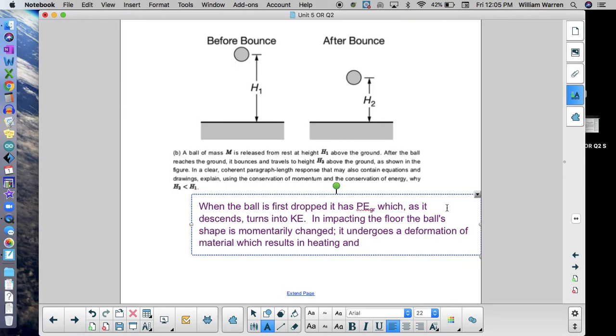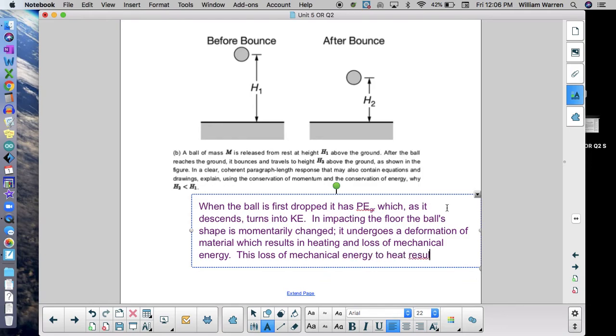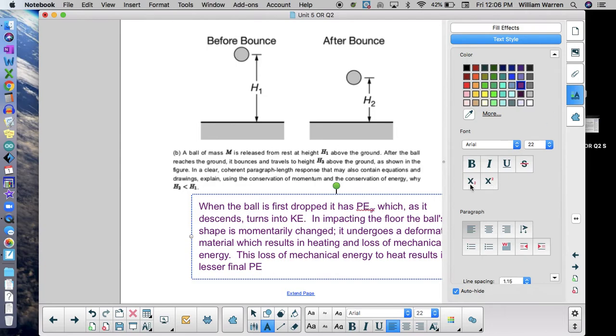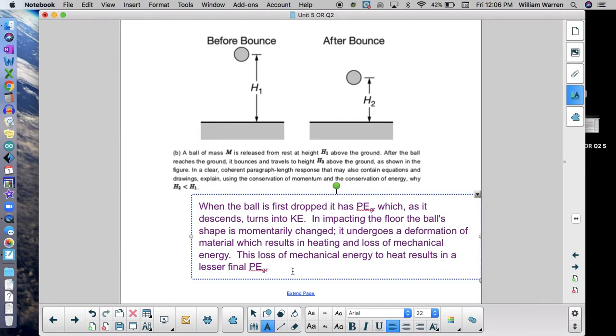And loss of mechanical energy. Haste makes waste. And mechanical energy, okay? This loss of mechanical energy to heat results in a lesser final gravitational potential energy, and therefore a lesser height.